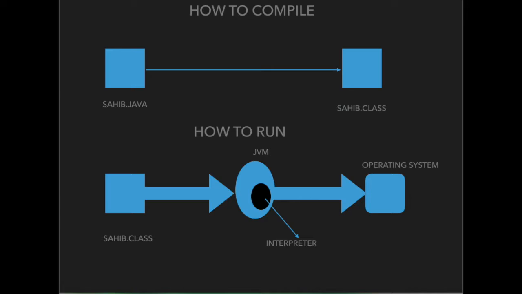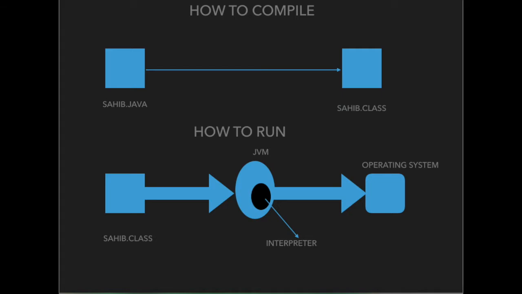Now, the .class file is not understandable by the operating system. So how to run a Java program? So the file is saved with the extension .class. To run this file, we use the Java Virtual Machine, which we call JVM, a software which we install in our machine through which we can run Java programs.